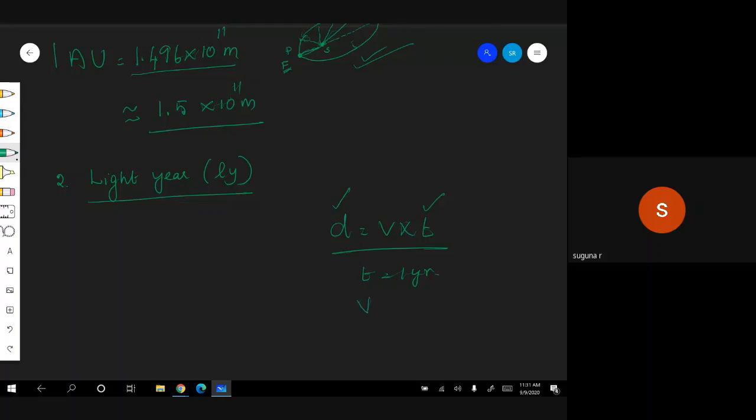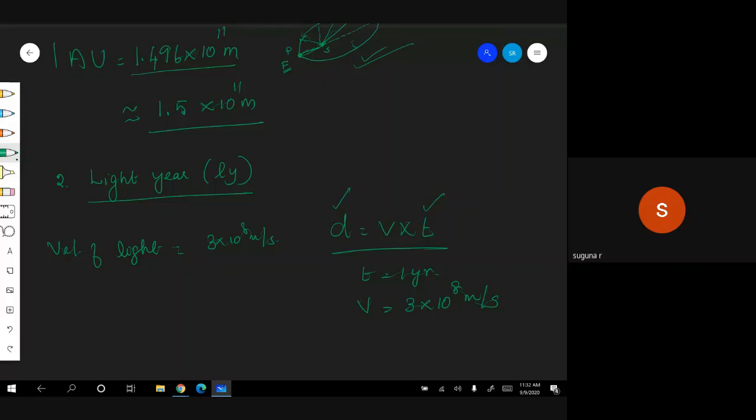And the velocity of light in vacuum is, what is that? 3 into 10 raised to power 8. Therefore, time is 1 year, and the velocity of light in vacuum is 3 into 10 power 8 meter per second. Therefore, what is the distance traveled? That is what you have to find. Let me write: velocity of light is equal to 3 into 10 power 8 meter per second.